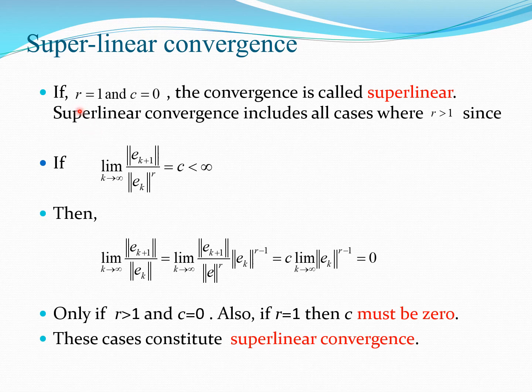So first case is if R equals 1 and C is 0. Now this particular case, what takes place is that the method converges in a way which is faster than linear. Now, superlinear convergence also includes all cases where R is greater than 1.